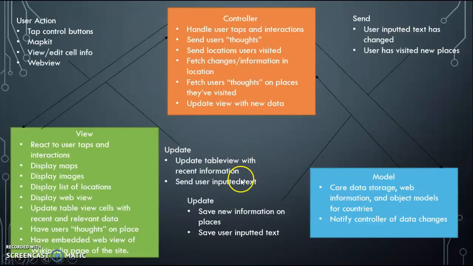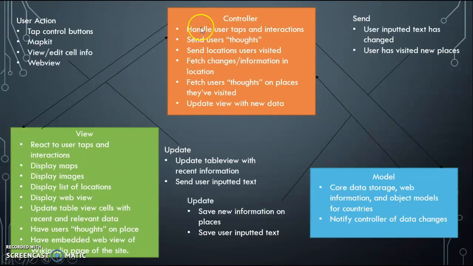And this is the MVC diagram. So I'm going to go ahead and start here with view. So view, it reacts to user taps and interactions, and then it can display maps, display images, display the list of locations, display the web view, update table view cells with recent and relevant data, and then it also has user thoughts on the place, and an embedded web view of the Wikipedia page of the site. So all that we discussed already in previous slides.